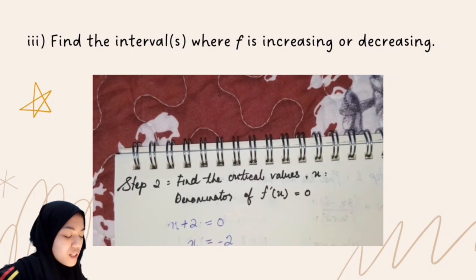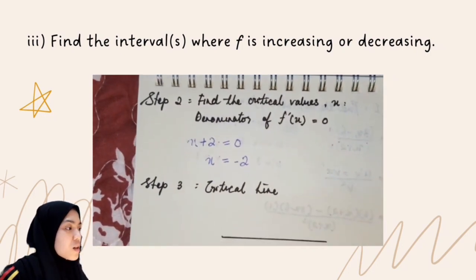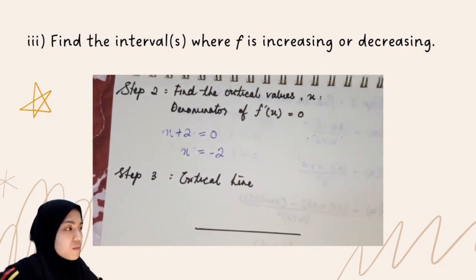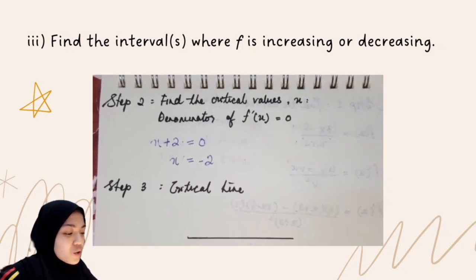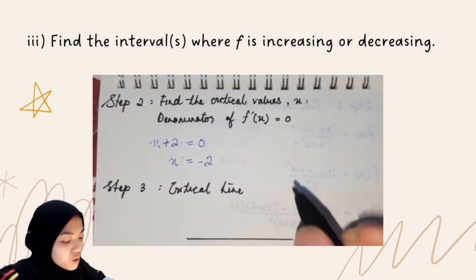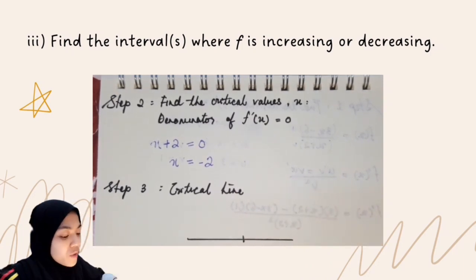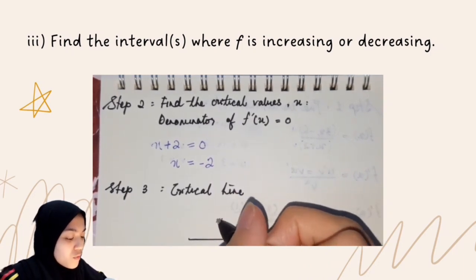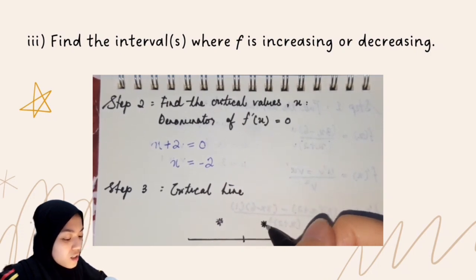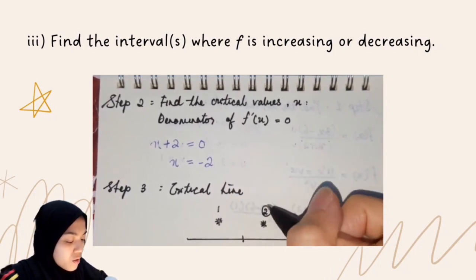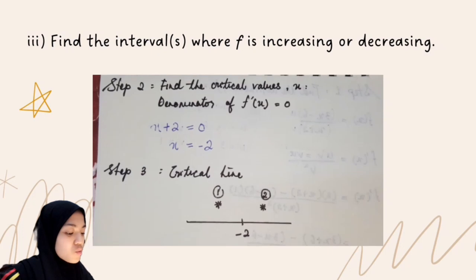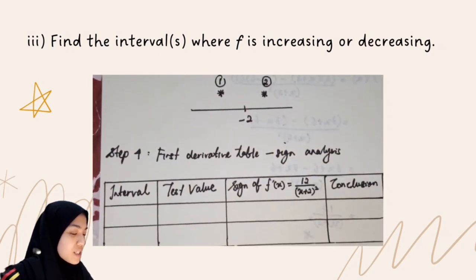So the critical line, step 3. Because the critical value is negative 2, so we put here negative 2. And there are two intervals only. So here is the first interval, and this is the second interval. Alright, so the last step is we have to make an analysis.